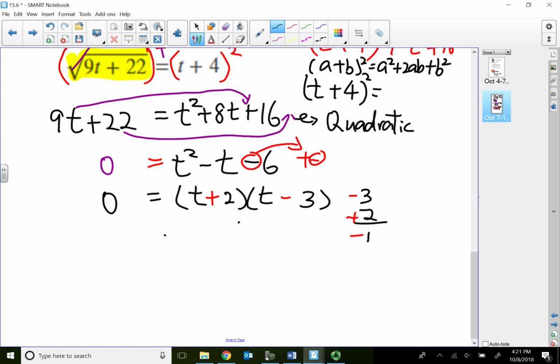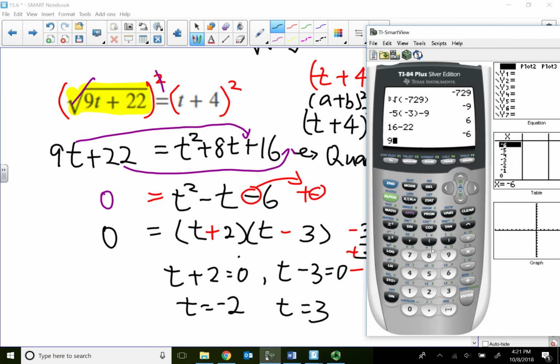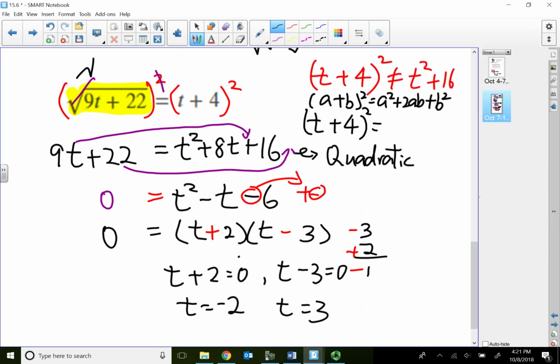Now, once I factor, set each factor equal to 0. My answer: t equal to negative 2. The other t is equal to positive 3. Okay, let's check our answer. If I plug in negative 2 for my t, negative 2 plus 4 is a positive 2. 9 times negative 2 plus 22 is going to be 4. So this is going to be the square root of 4. The other side is going to be positive 2. Square root of 4 is 2. So this answer is actually okay.